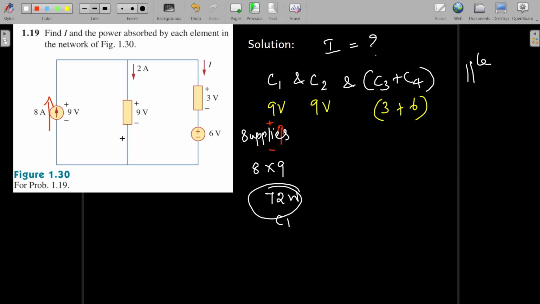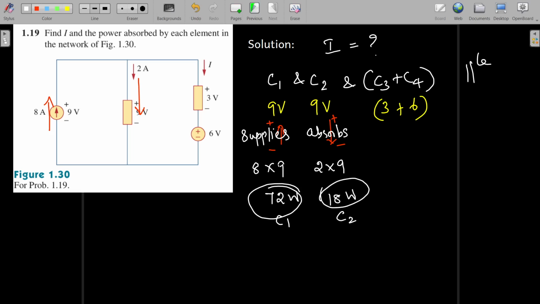Okay. When you go for this second component, this current 2 amps is entering into this particular component through this plus, from plus to minus, right? So here it is actually absorbing the power. So how do you calculate this power now? It is 2 amps into this 9 volts, that means 18 watts. This is for the C2 component.